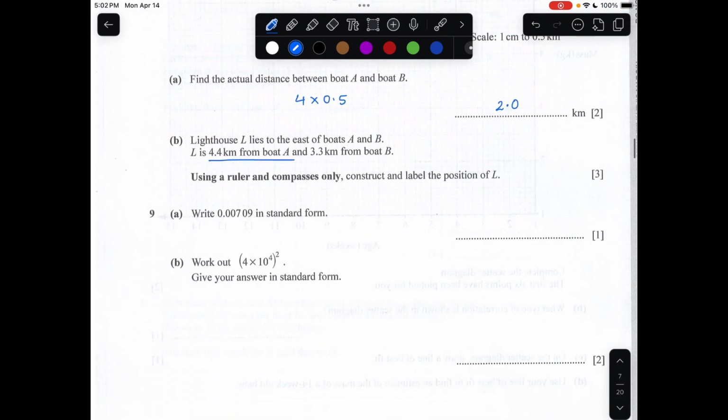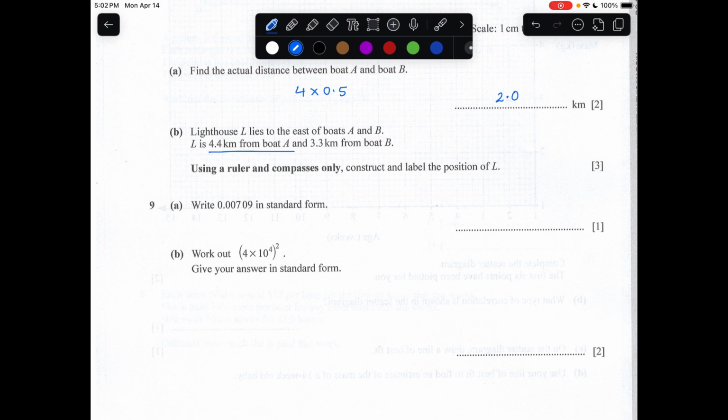Question 9. Write 0.00709 in standard form. So we need to move 3 decimal places to the right. So 7.09 times 10 to the power of negative 3. Because it is a small decimal, the power of 10 would be negative.